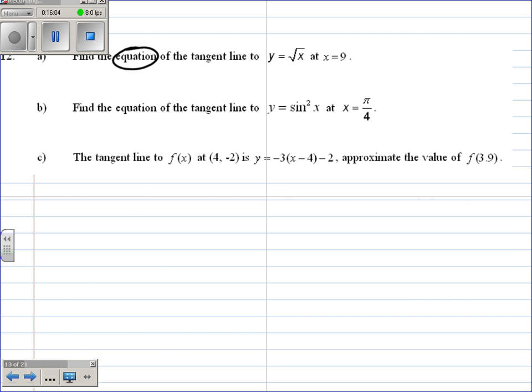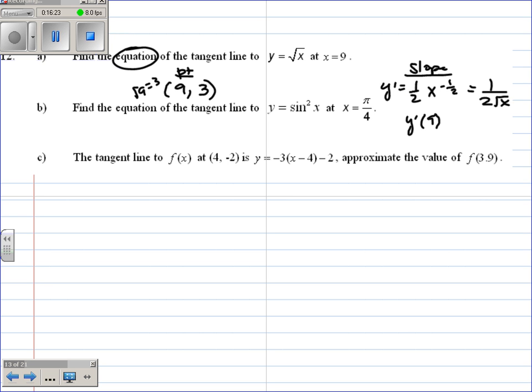Okay, equation. Y'all should be wonderful experts at this by now. Point, slope. Your point would be 9 comma the square root of 9, which is 3. Your slope is the derivative, which is 1/2 x to the -1/2, which is the same as 1/2 square root of x. Evaluated at 9, don't forget to plug in the actual x value. It's 1/2 times 3, so it's 1/6. So y minus 3 was 1/6 times x minus 9.